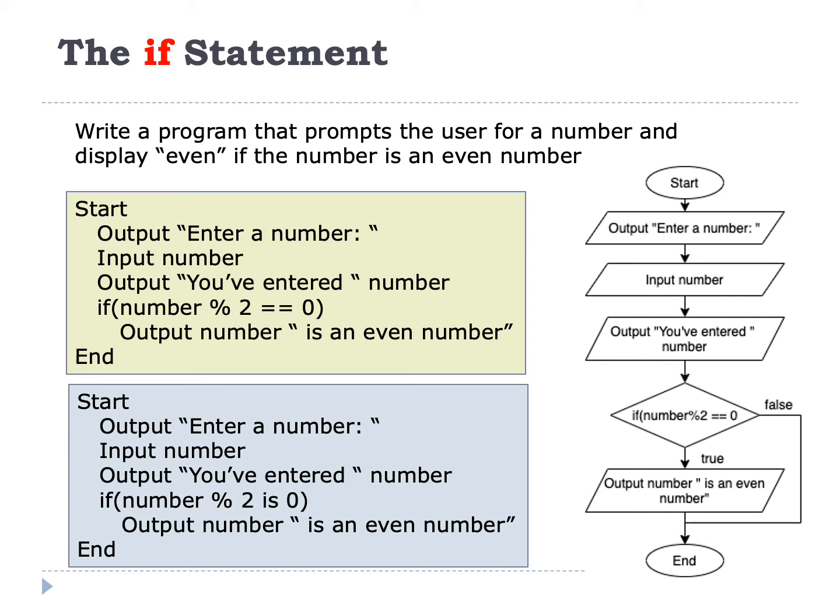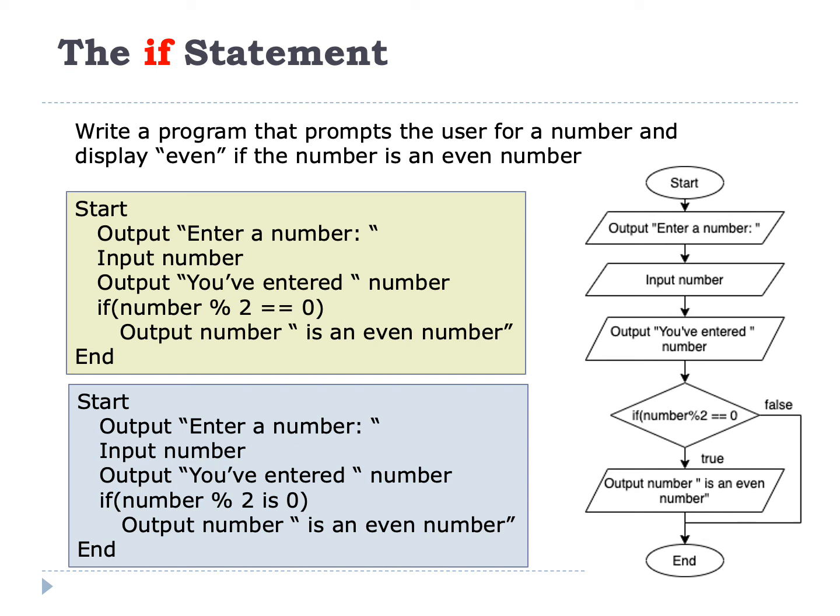In the condition part of our if statement, we can have if number modulus 2 equal to 0, which means any number that the user input, if it gives the value 0 when we do the modulus, it must be an even number. If the condition is true, it will execute the next statement, which is output number is an even number. This sentence will be shown on the screen, and then we have our end to end it.